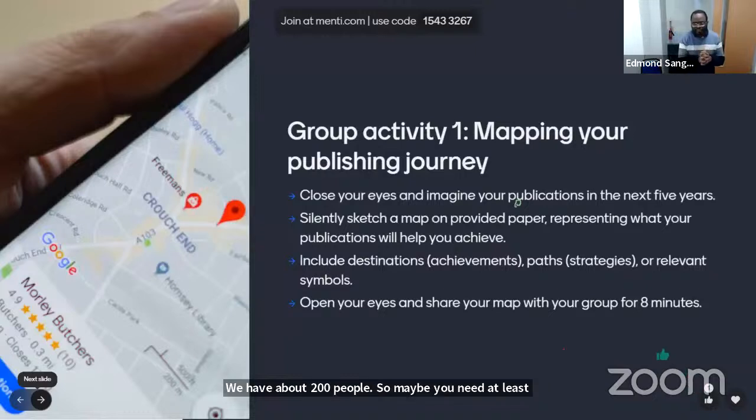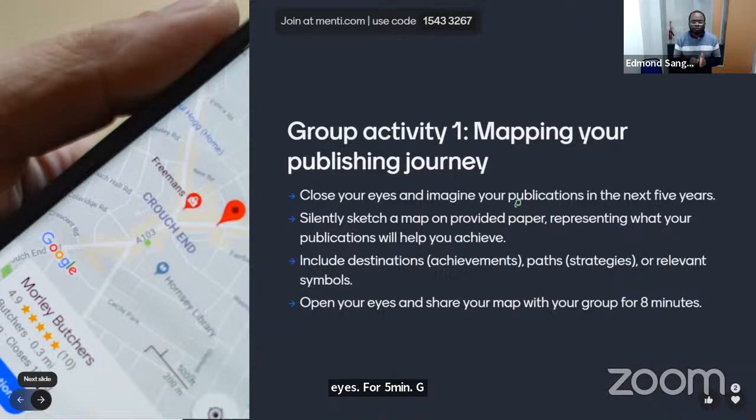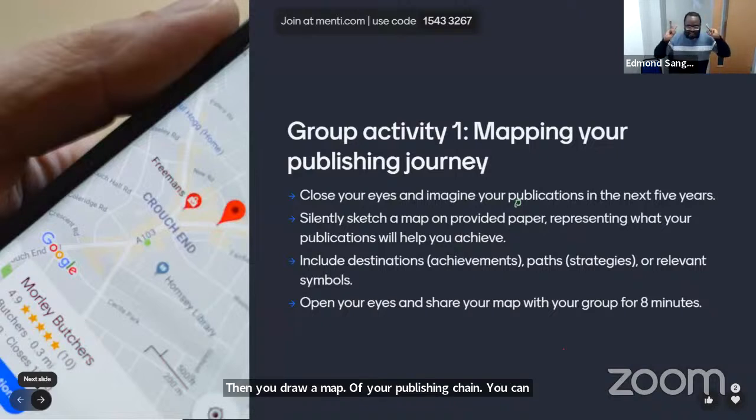Now, this is the instruction. Please don't move away from your Mentimeter so that you remember these instructions. When you go to the groups, I want you to close your eyes for 5 minutes, grab a piece of paper, then draw a map of your publishing journey. You can include symbols. Remember, your eyes are supposed to be closed when you're doing this. Symbols to represent achievement, strategies, your targets, all the different aspects of it. Just create this map with your eyes closed. Do that for 1 minute.